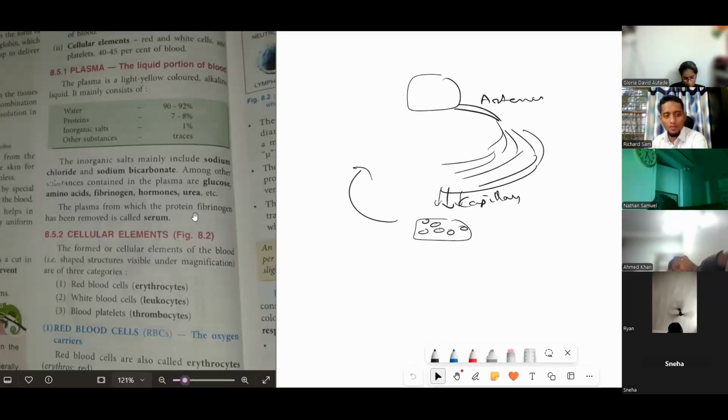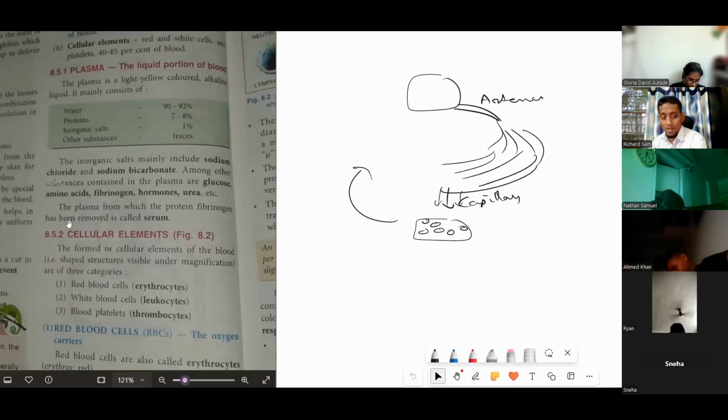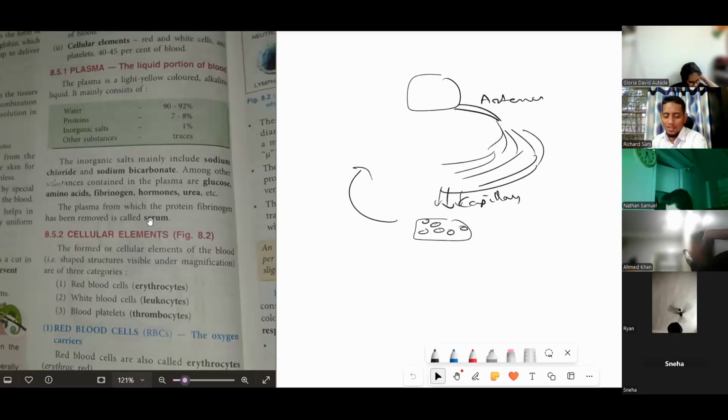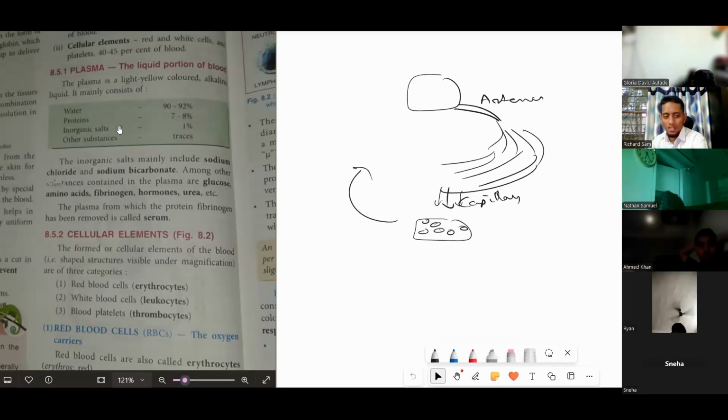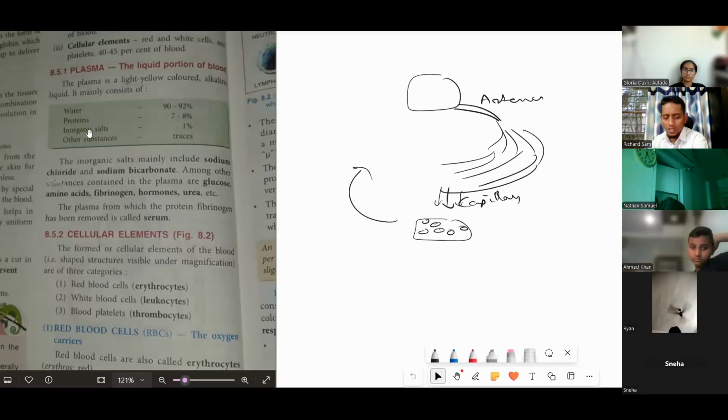Fibrinogen is the clotting factor, what helps the blood to clot. If you remove all the fibrinogen from the plasma, what do you get? You get a substance called serum. What all is there in the serum? The inorganic salts are there, other substances are there, water is there. And also there are antibodies.